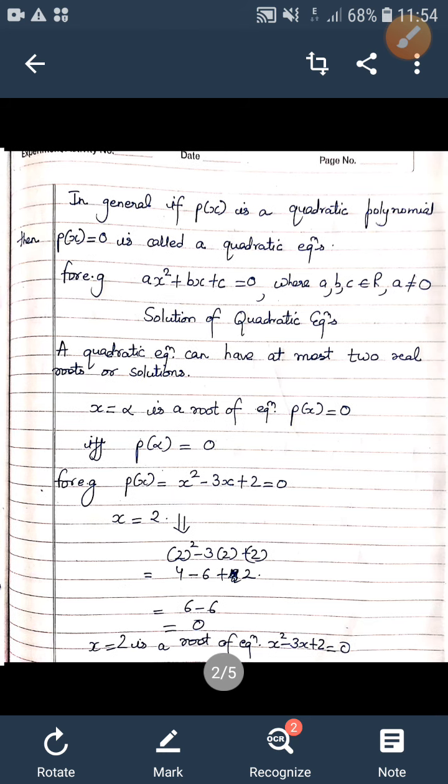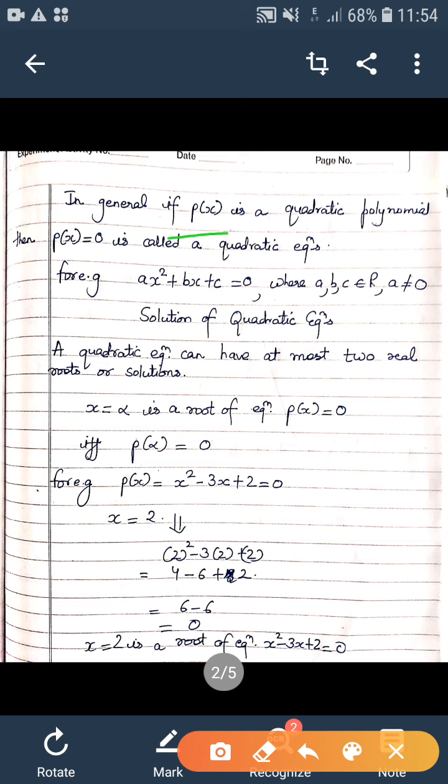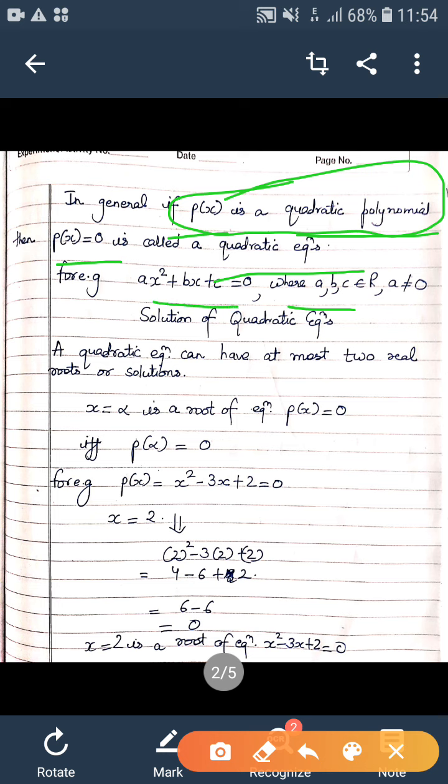Now how can we represent it generally? In general, if p(x) is a quadratic polynomial, as we have studied in the chapter on polynomials, a polynomial of degree 2, that is ax square plus bx plus c, where a should not be equal to 0, and a, b, c are real numbers, simply by equating it to 0 we get a quadratic equation. So ax square plus bx plus c equals 0 is the standard form of a quadratic equation, where a, b, c are real numbers and a should not be equal to 0. a is the coefficient of x square, the degree of the variable is 2 here.